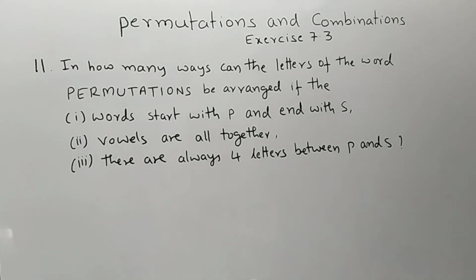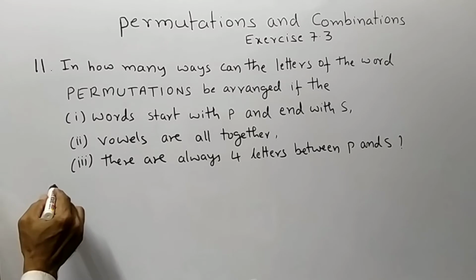Question number 11. In how many ways can the letters of the word permutations be arranged if the words start with P and end with S? Vowels are all together. There are always 4 letters between P and S. Solution.